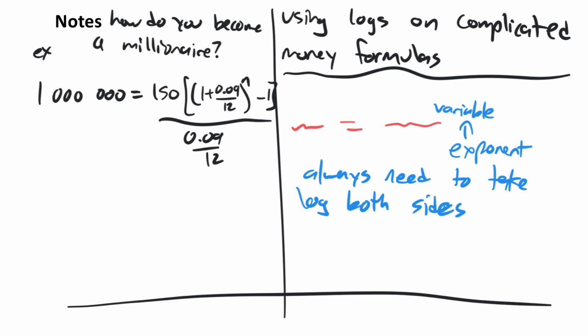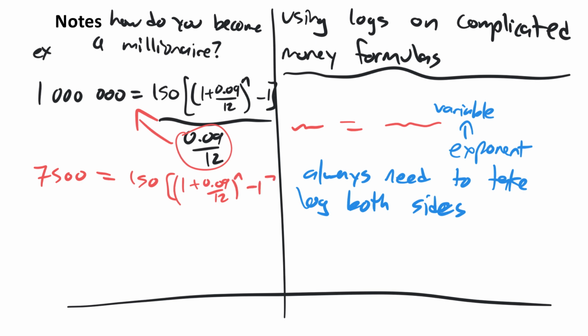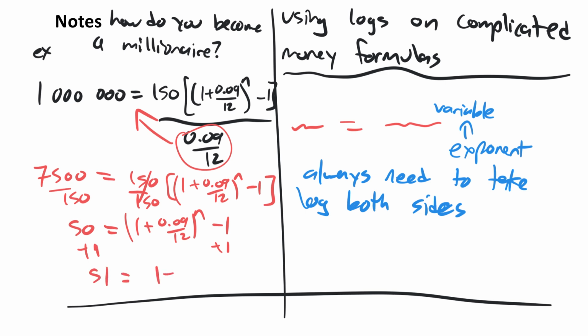All right, so the first thing we're going to do is clear this by cross-multiplying it over here, or multiplying both sides. And when you do that, you should get 7,500 equals 150 times (1 plus 0.09 over 12) to the n minus 1. Now we can divide by 150, and that's kind of nice. Becoming a millionaire is involving a lot of whole numbers, which is pretty sweet. Got to move that 1 over, so we get 51 equals (1 plus 0.09 over 12) to the n.